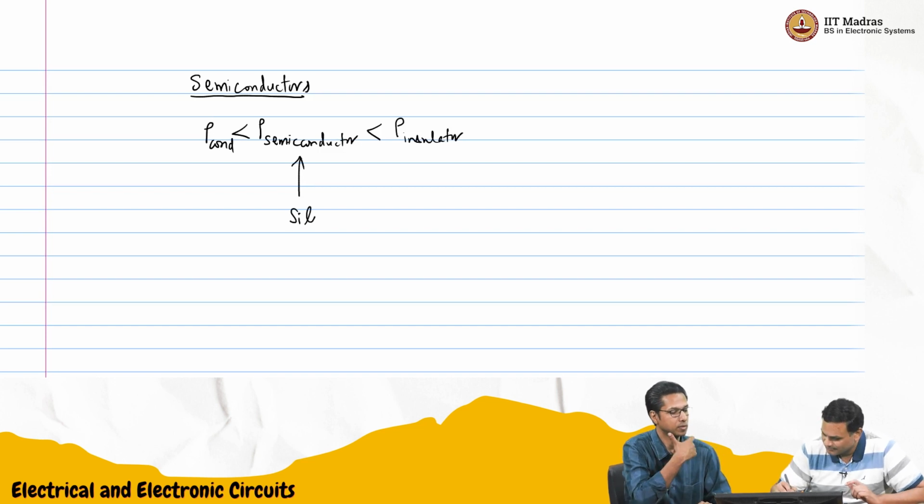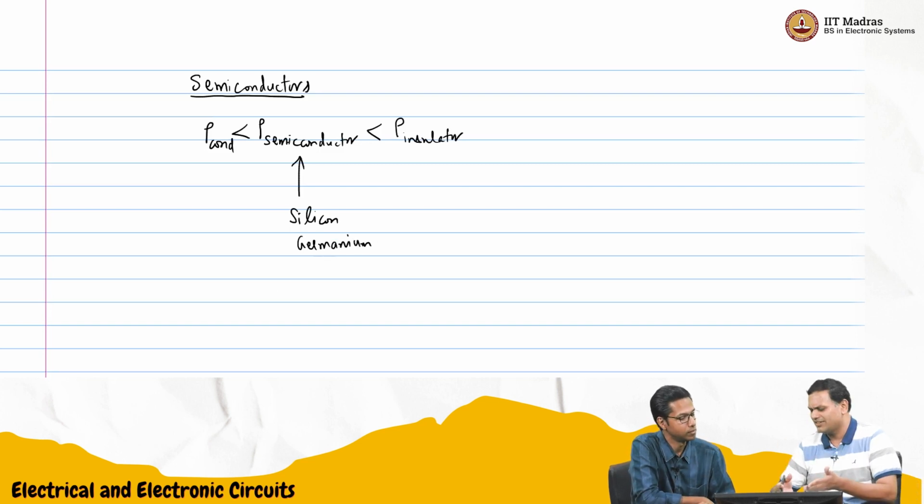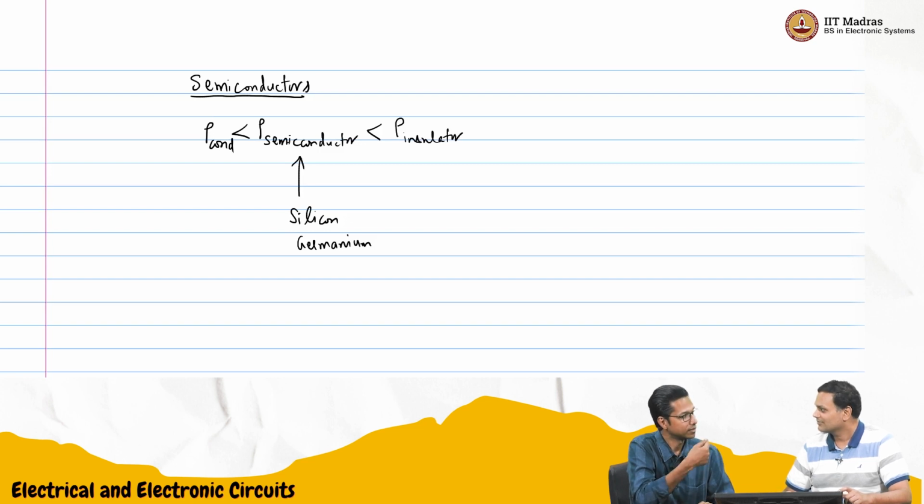Silicon. Yes. But you can also use germanium, and these are the two most common. Silicon is most common. But silicon by itself is not going to conduct. So what do you think we should do? Can I add some impurity to it?